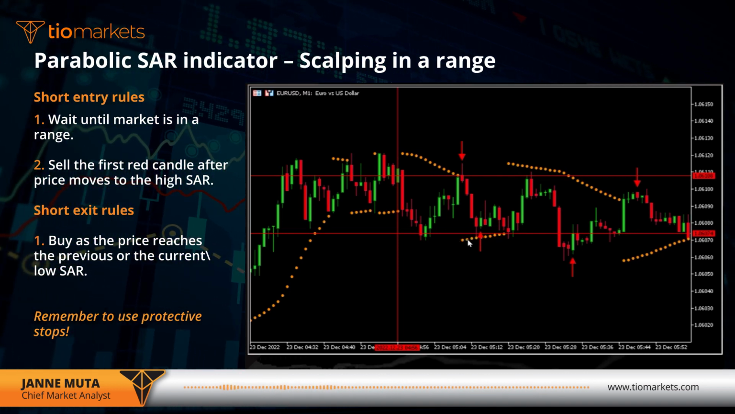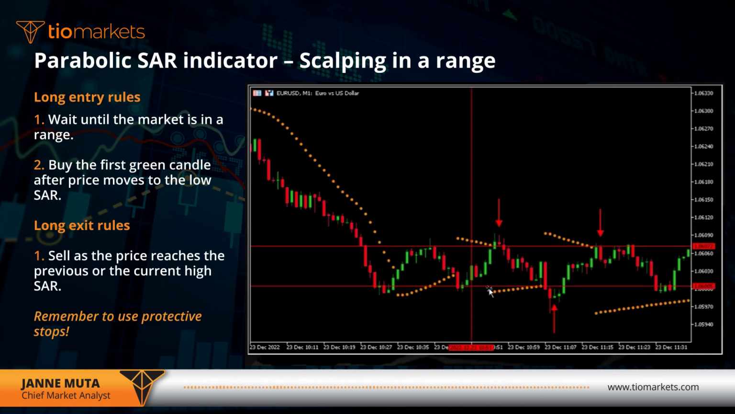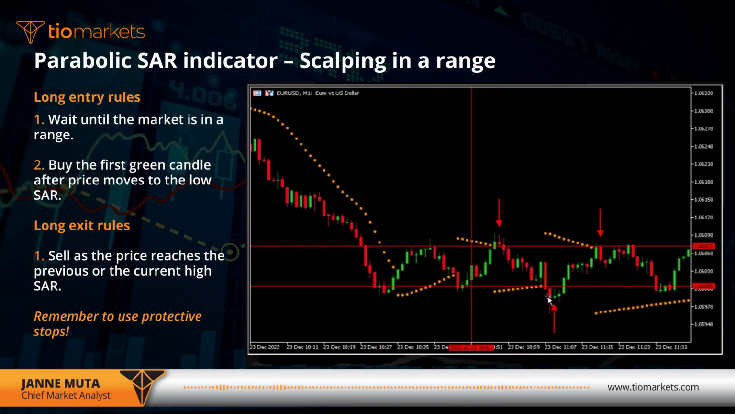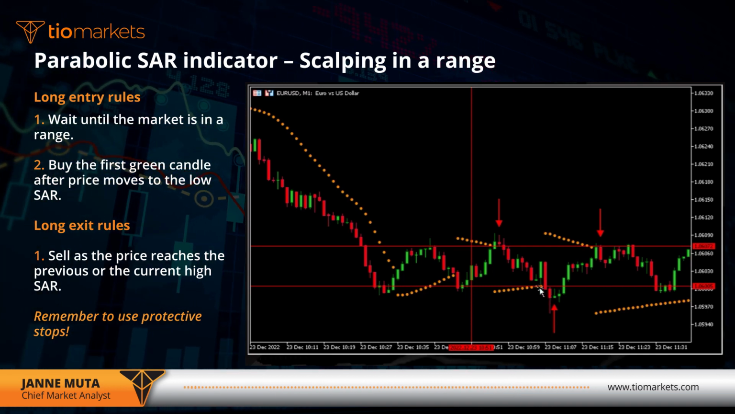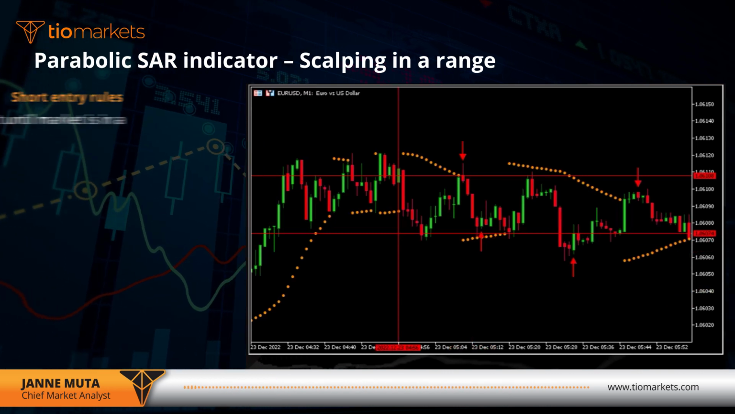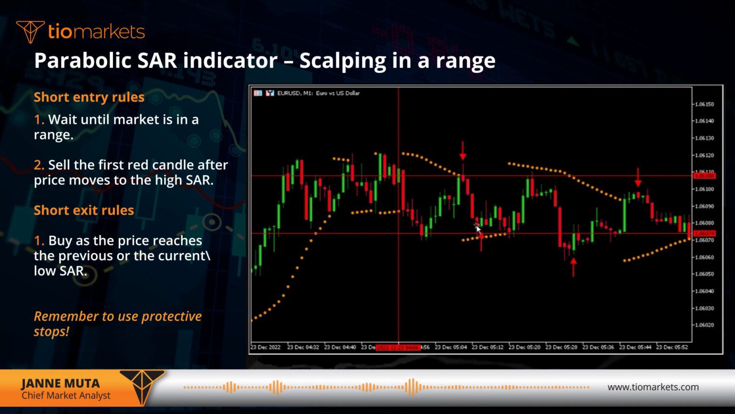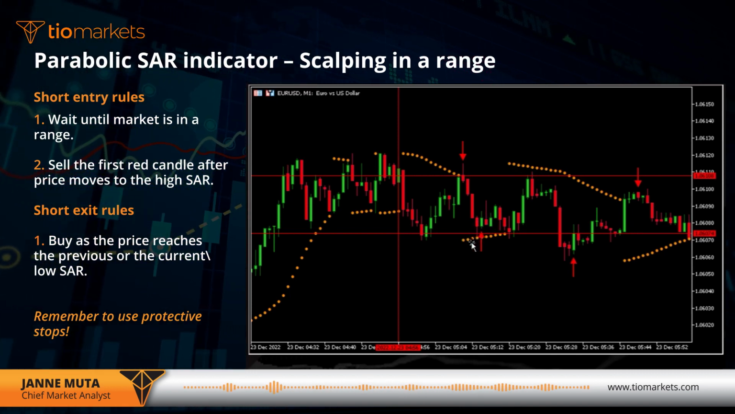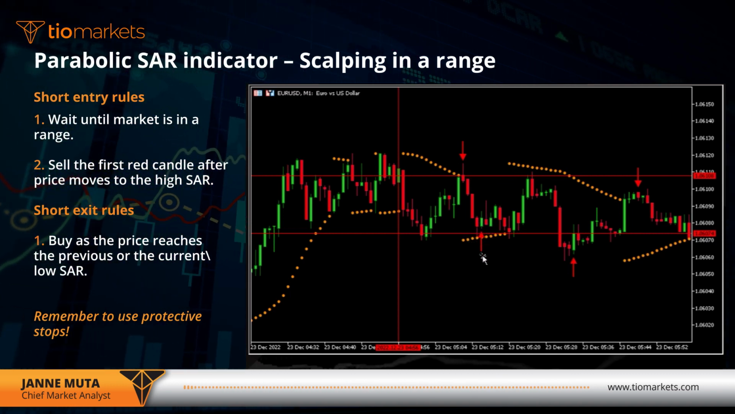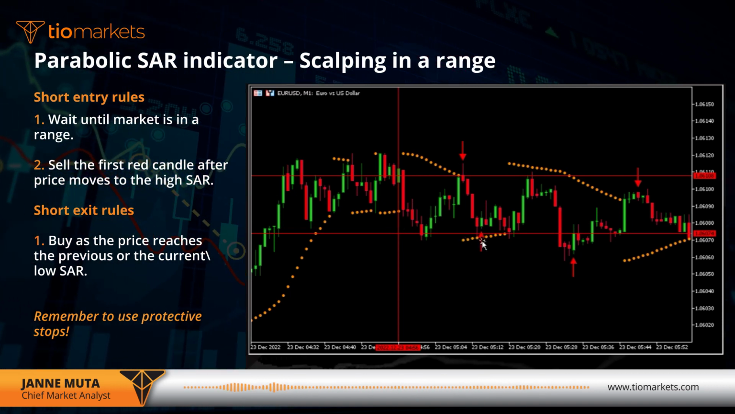And obviously, if you look back to the previous chart, here we have something similar. We are basically just buying long when we have an up candle here. And here we are exiting when the market comes to the low SAR value, and then going long on the first green candle. So in a range, you buy the lows and you sell the highs.